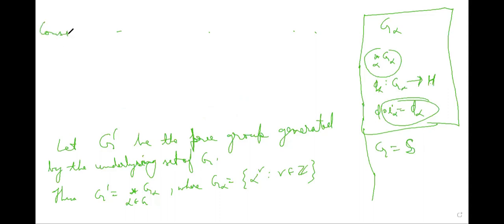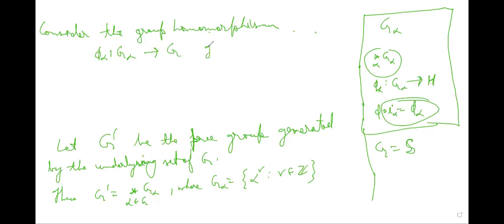Now consider the group homomorphisms phi alpha from G alpha to G given by, so elements of G alpha are alpha to the power R, and phi alpha applied over alpha to the power R is equal to alpha to the power R.